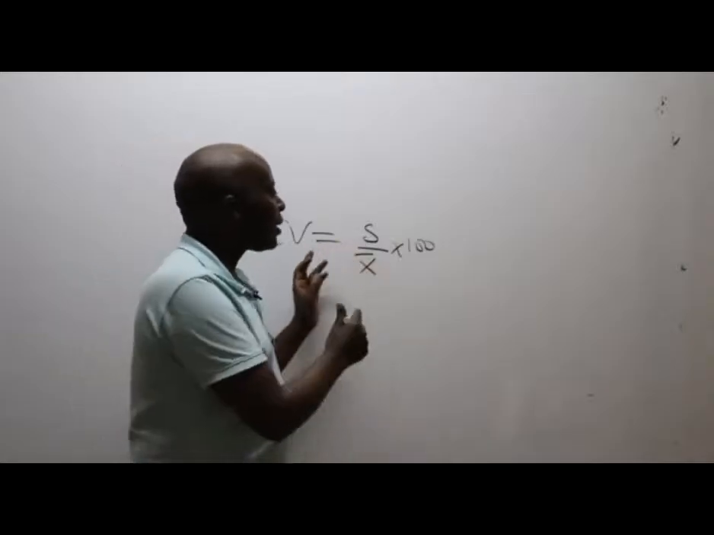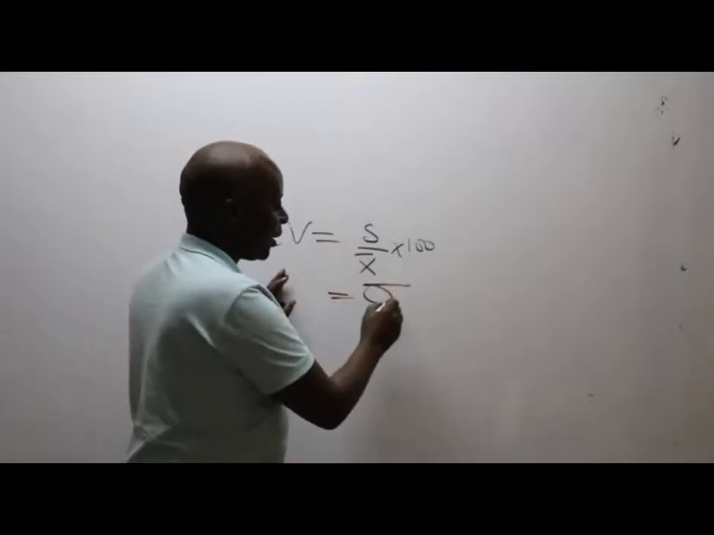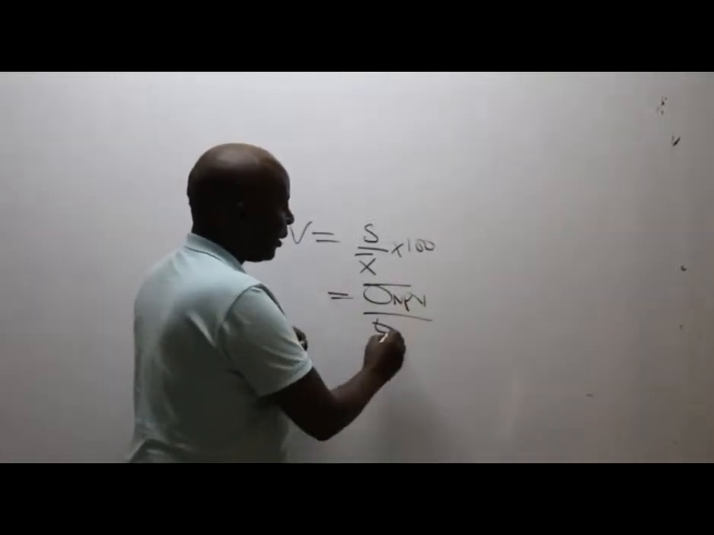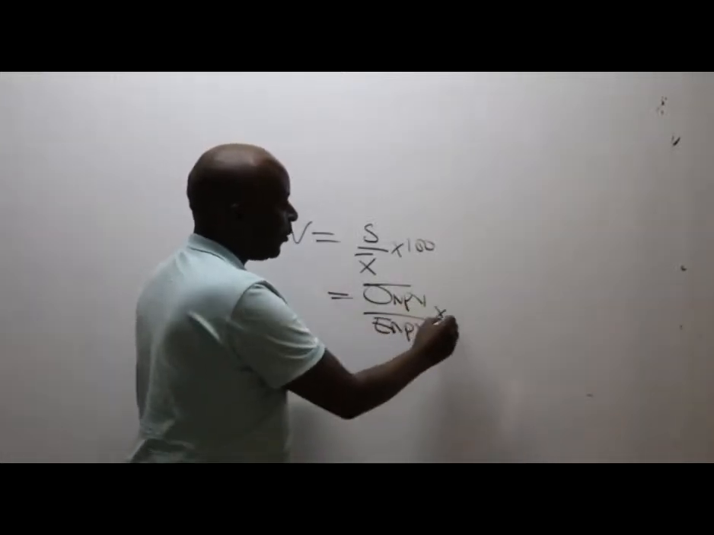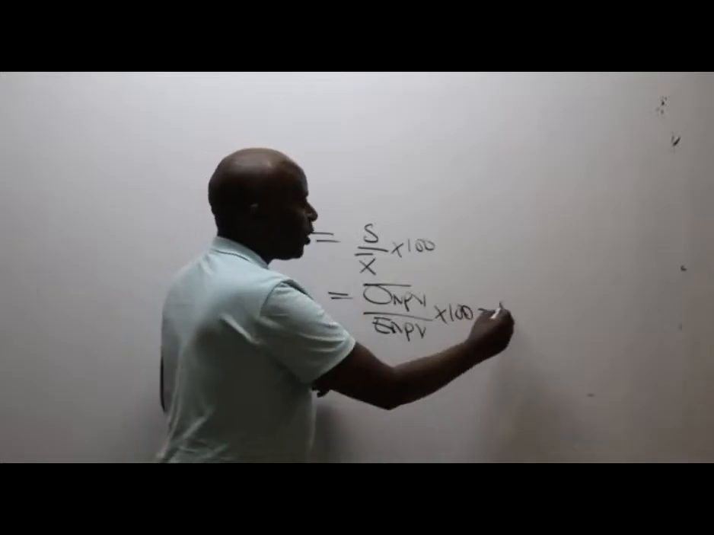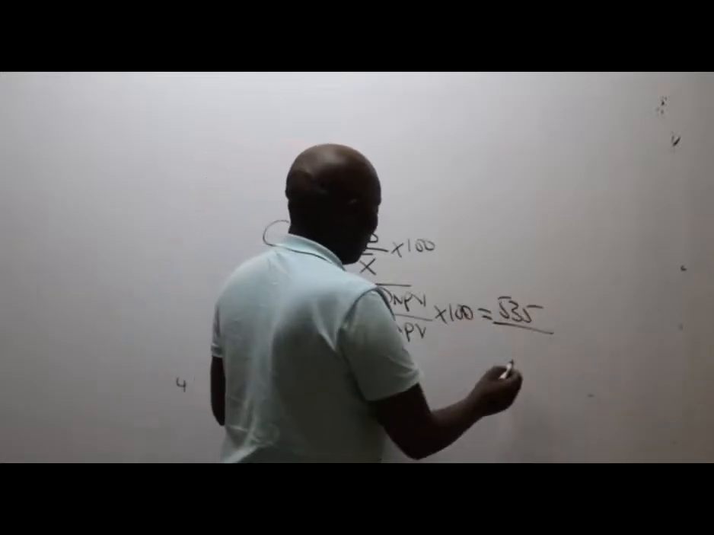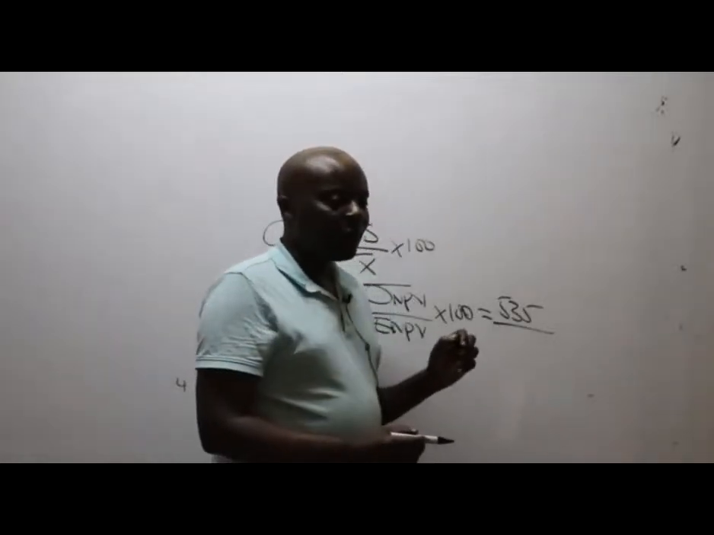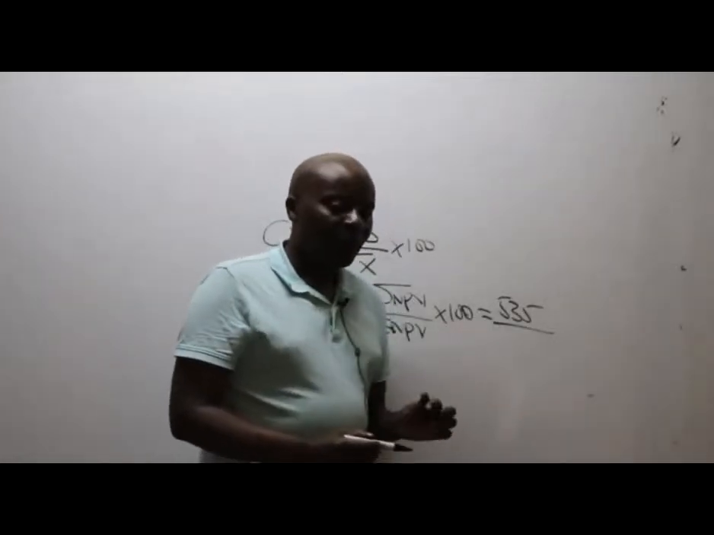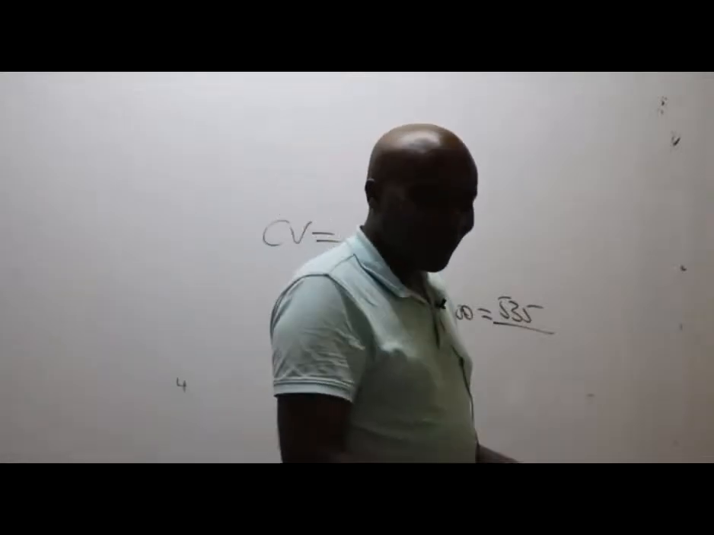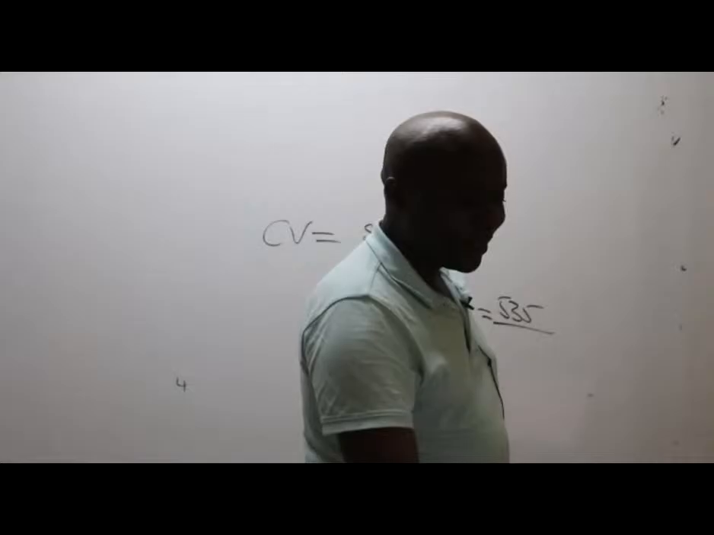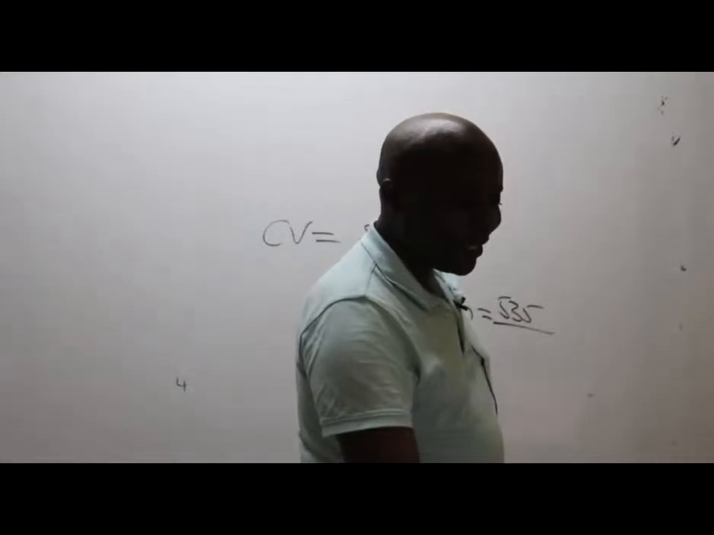So this S stands for what here? Standard deviation. Right? So the standard deviation of our NPV over X bar, our expected net present value, times 100. So this, you guys gave me 535 all over expected net present value. What was the expected net present value?